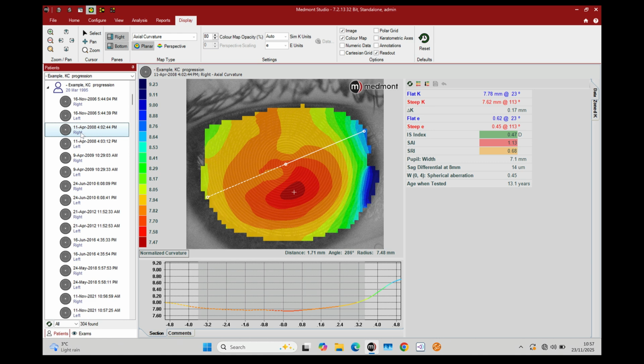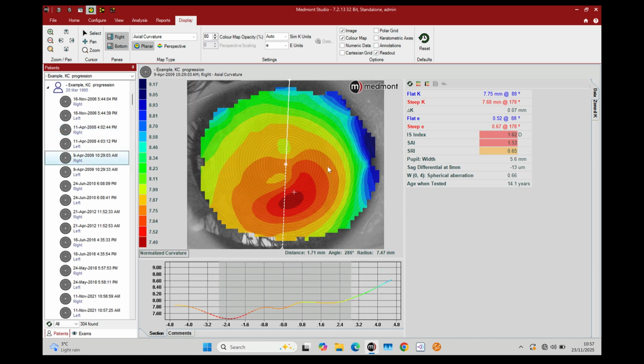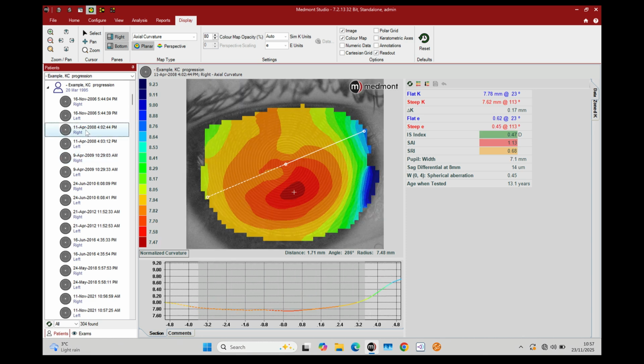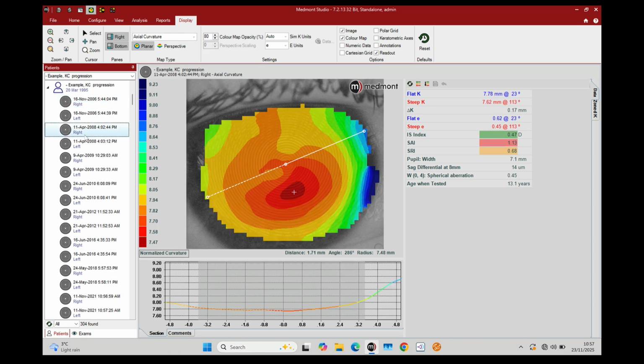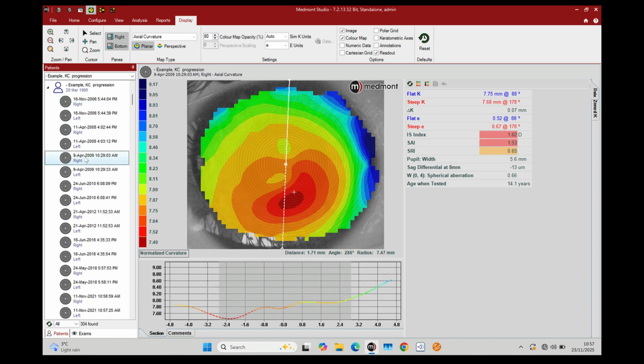Now this patient was pre-cross-linking, so this was not 6 months later, this was a year later. We can now see that there are red traffic light systems in the top 2. And also if we look at the K max value, the K max value has gone from 7.40 at the second exam, and it was 7.47, and the exam before that it was 7.70. So a very significant change in the K max value over these 3 exams.